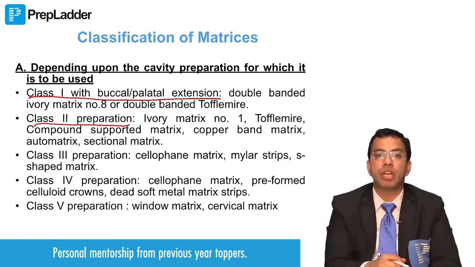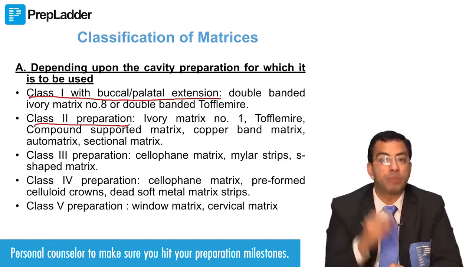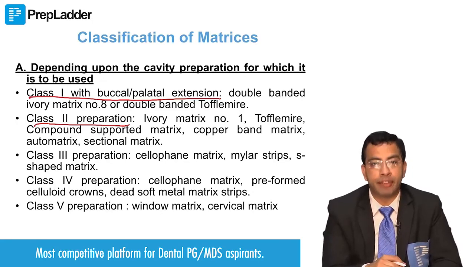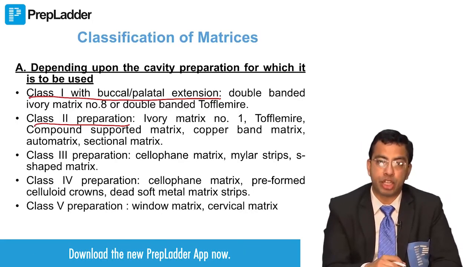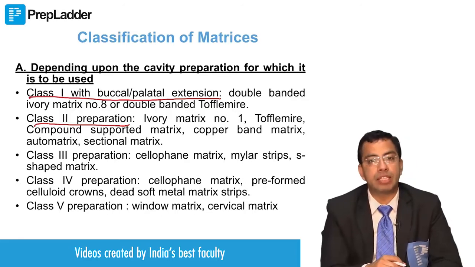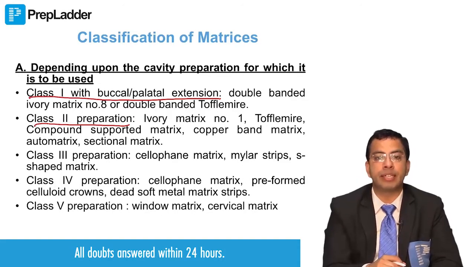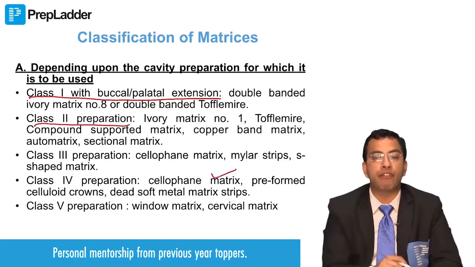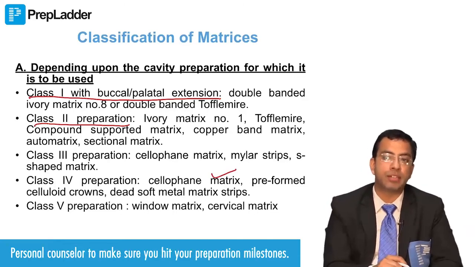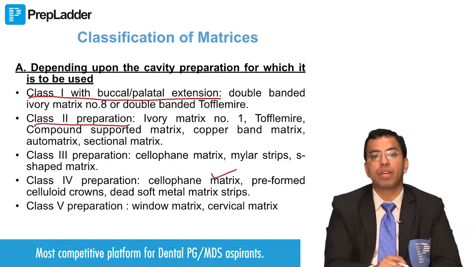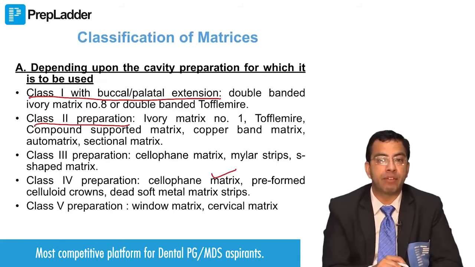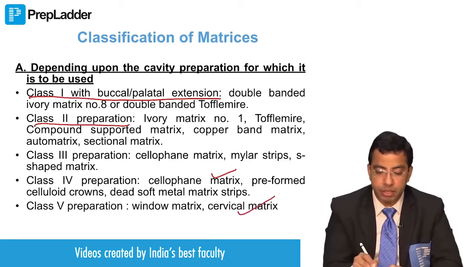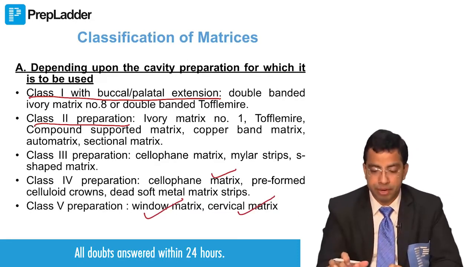We will be talking about all these matrices in detail one by one, but I just want you to get familiarized with the names. If you have a class 3 preparation, that is a proximal surface of the anterior teeth without involving the incisal edge, then you can use cellophane matrix, Mylar strips or S-shaped matrix. If you have class 4 preparation, that is a proximal surface of the anterior teeth involving the incisal edge, then you can use a cellophane matrix or preformed celluloid crowns or dead soft metal matrix strips. If you have class 5 preparation, that is gingival 1/3 of the facial and the lingual surface of all the teeth, then you can use either cervical matrix or a window matrix.